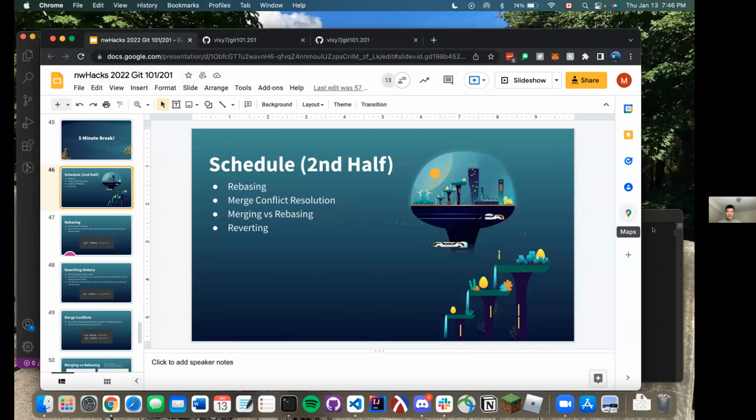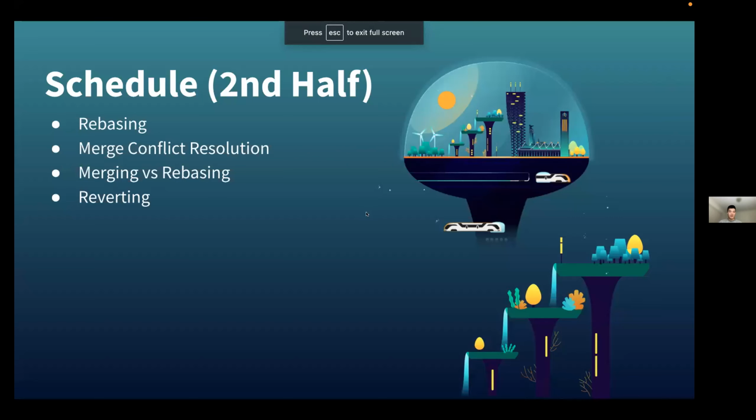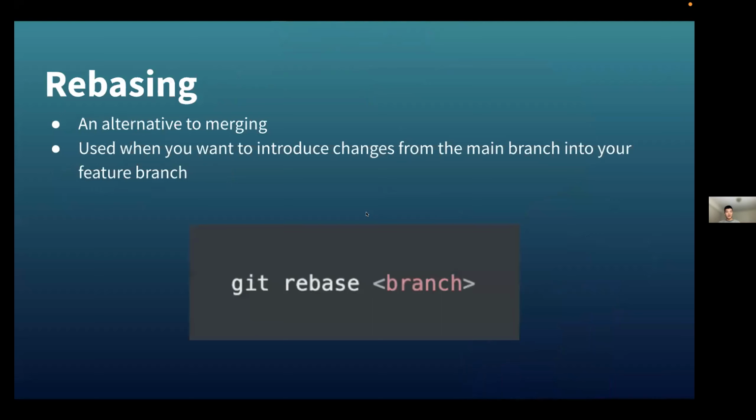Alrighty, going back to the schedule. That's the second half schedule. So let's get into rebasing. Rebasing at a very high level is an alternative to merging. It's used when you want to introduce changes from the main branch into your feature branch. So let's go over a demo.